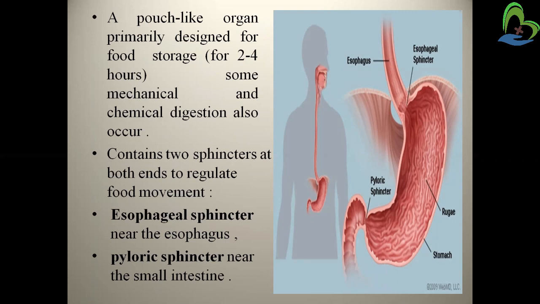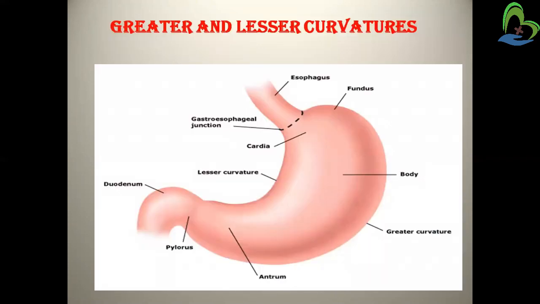There are two sphincters present in our stomach, that is the esophageal and the pyloric sphincter. The esophageal sphincter, which is here, is near the esophagus, and the pyloric sphincter, which is here, is near the small intestine. And there are also two curvatures in the stomach, known as the greater and the lesser. So this is the lesser curvature and this is the greater curvature.